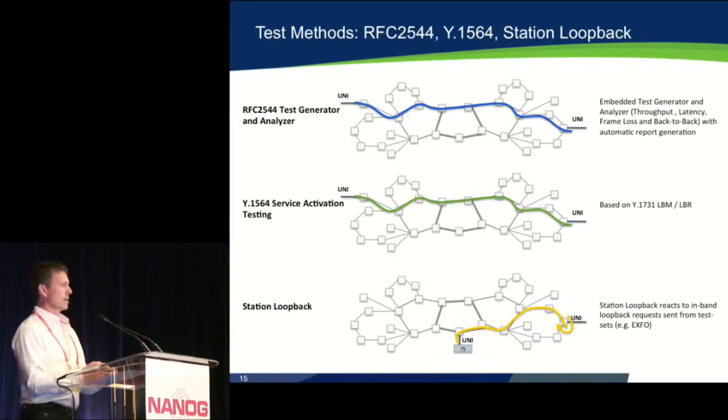Y.1564 was introduced to allow multiple service measurements simultaneously. It's also robust from a service point of view. It can allow different flow types, different specific flow types to be measured, again, all simultaneously. So it's a very effective measurement. And these normally from the tester will output an automatic report.